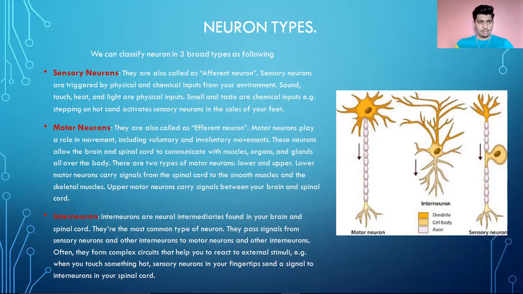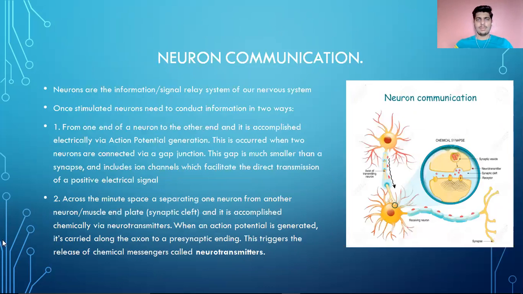Now, often they form a complex circuit that helps you react to external stimuli. For example, when you touch something hot, sensory neurons in your fingertips send a signal to interneurons in your spinal cord, and then the signal continues towards the brain, and then the brain decides whether to keep the finger there or to retract it.